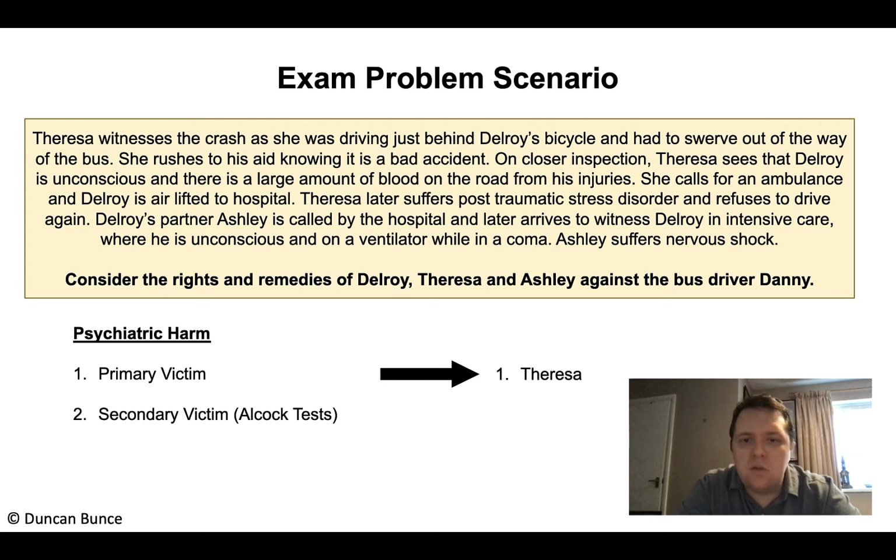Now, in terms of Ashley, finally, she wasn't at the scene. She wasn't at risk herself, so she'll have to make a claim as a secondary victim, and whether or not she succeeds will depend on the Alcock case and the 4 tests that came out of that for her being a secondary victim.